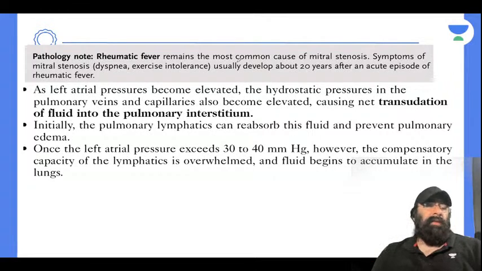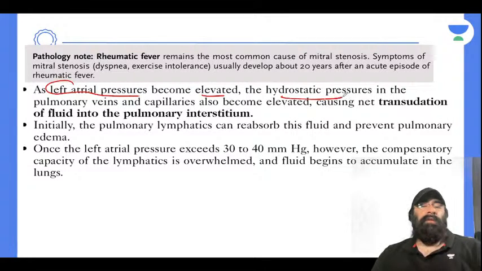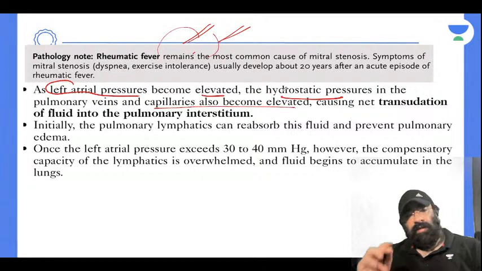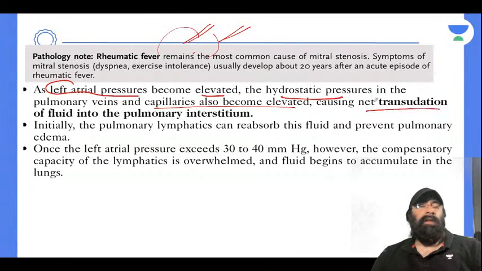After a while your heart will stop adapting, and because of the high left atrial pressure, this will cause hydrostatic pressure in the pulmonary veins, which are putting blood into the left atrium. Because of this, capillary pressure will be elevated inside the lungs, and there will be increased net transudation. Because of transudation, there will be edema in the pulmonary interstitium. This will cause pulmonary edema. Fluid accumulation will be there.